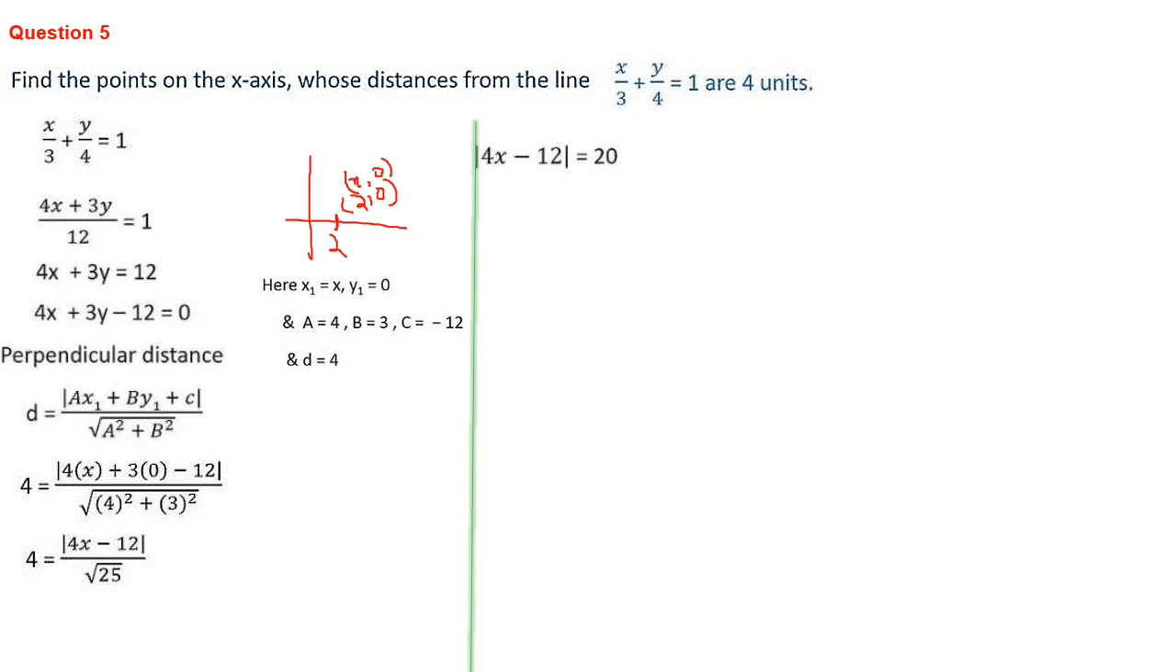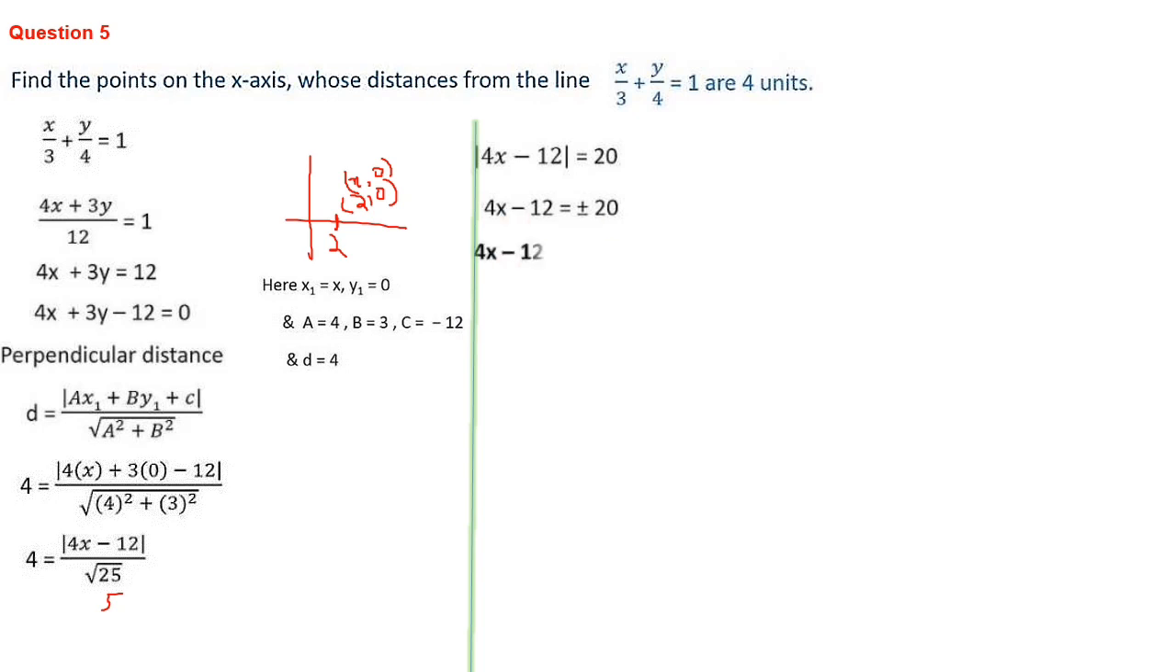Then mod 4x minus 12 is equal to, here root 25 is 5, 5 into 4. Of course you can write it here if you want. When we multiply 5 and 4, we get 20. Mod 4x minus 12 is equal to 20. Modulus of 4x minus 12 means what comes inside can be either positive or negative; even if it comes as positive or as negative, the final output will be positive. So when we remove the mod symbol, we can write 4x minus 12 is equal to plus or minus 20.